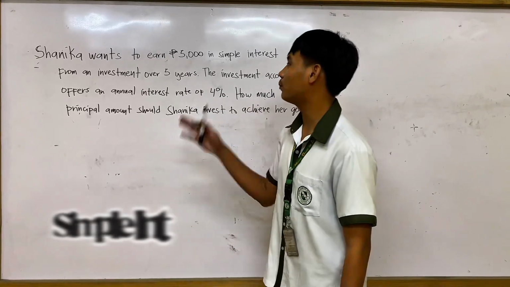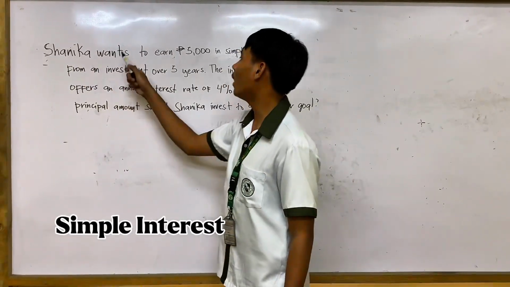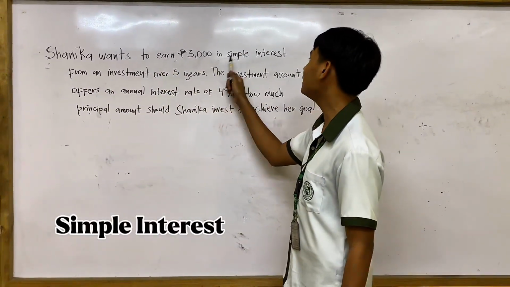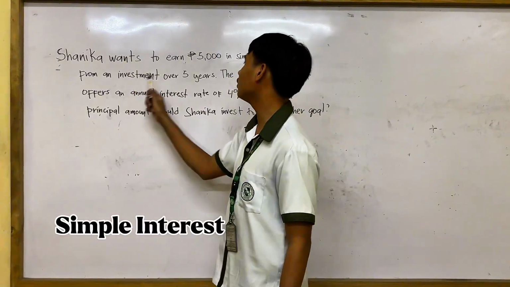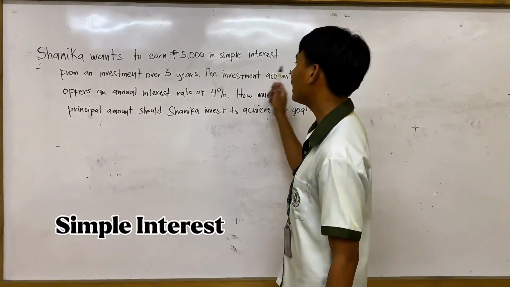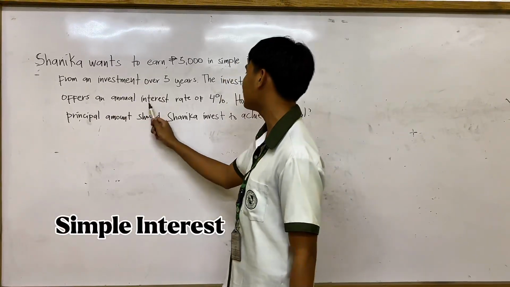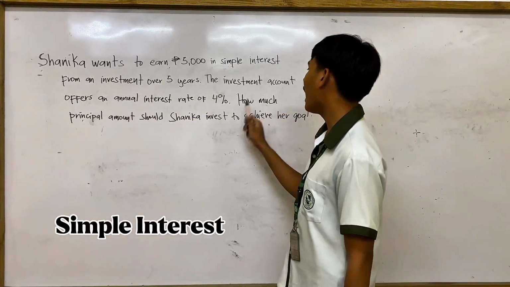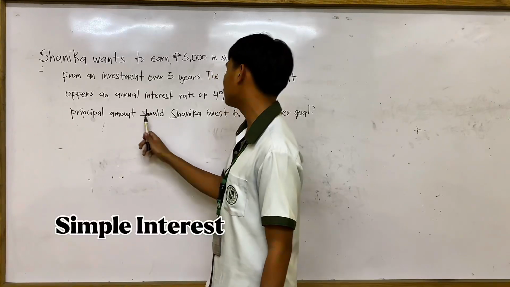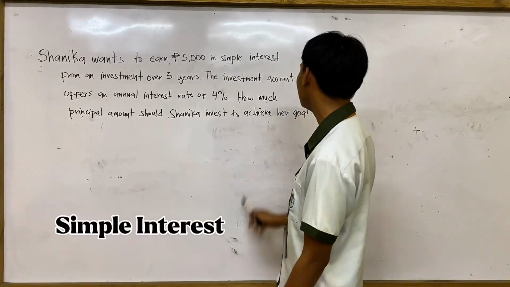So I have here a problem. Shanika wants to earn 5,000 in simple interest from an investment over 5 years. The investment account offers an annual interest rate of 4%. So how much principal amount should Shanika invest to achieve her goal?